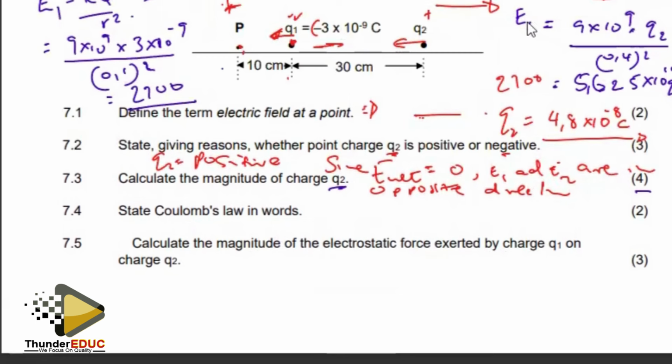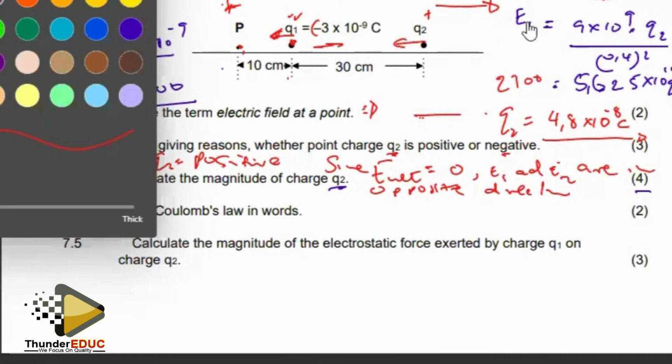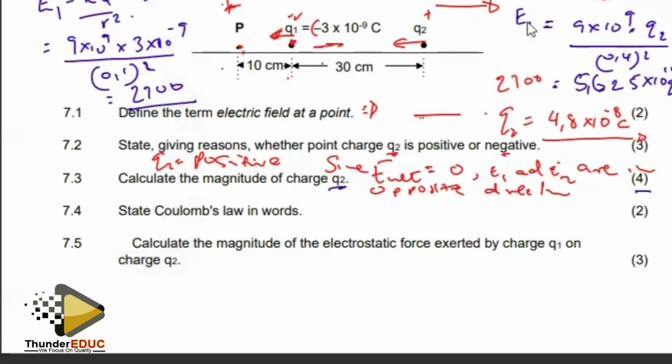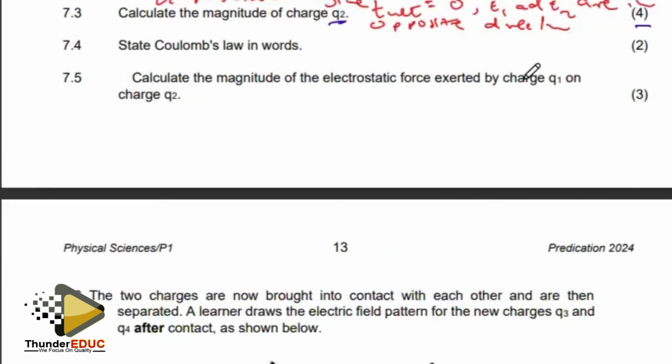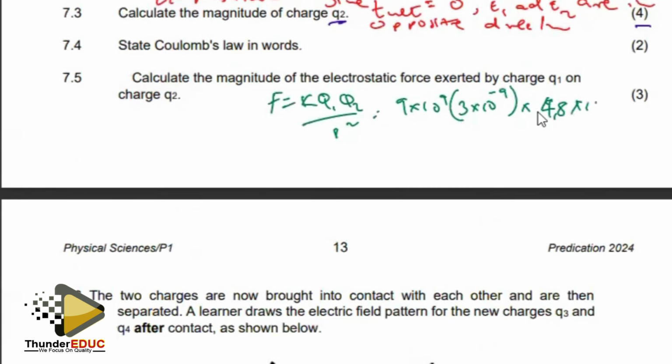So we already have the Q1. Now we calculated our Q2, which is now 4.8 times 10 to the negative 8. So let's just get the force. Remember, the distance is 30 centimeters. So force, we said it's k Q1 Q2 over r squared. So 9 times 10 to the 9, this is going to be 3 times 10 to the negative 9, and then times 4.8 times 10 to the negative 8 over 30, which is 0.3 squared.